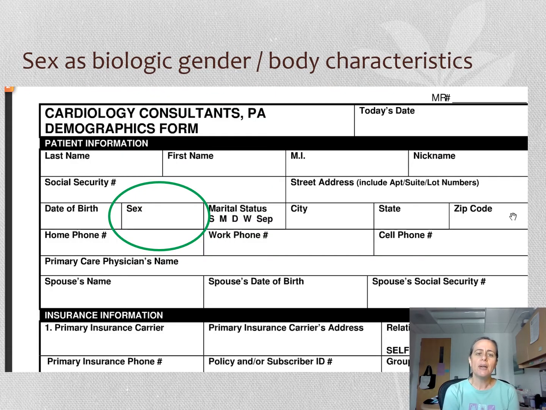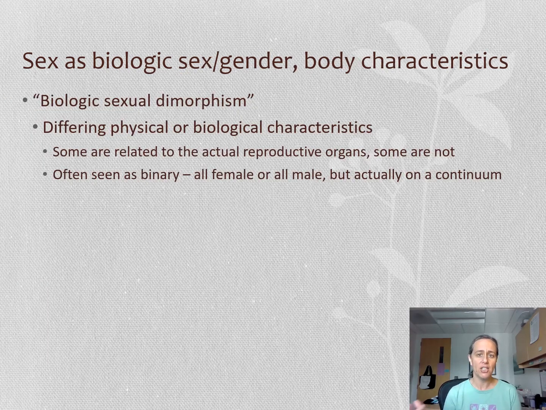We also talked about how sex can be referring, as a shorthand, to what kind of body you have, right? What body parts do you have? What are your characteristics? What organs are present or not present? So if you go to a doctor's office and the form says sex, they're not asking if you want to have any, they're asking you for that shorthand of what type of body characteristics you have. So that's sex as biologic gender, or your body characteristics.